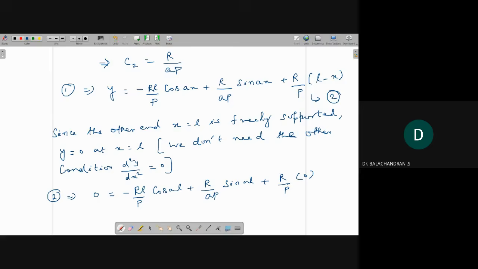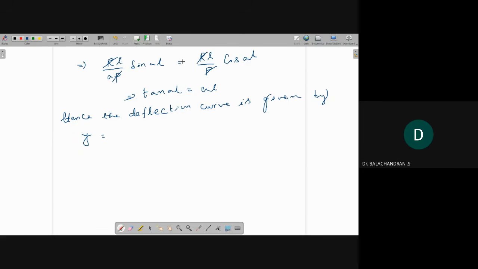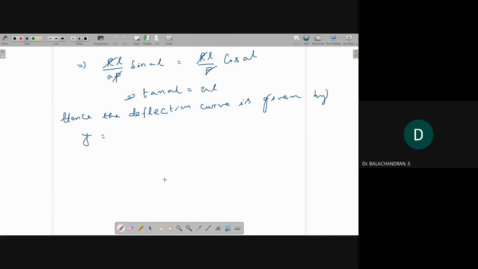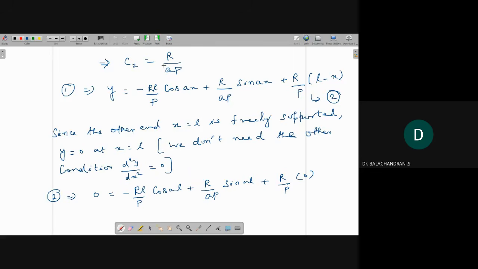So the next step, here also RL, so RL can cancel RL. L also cancels. Sir, only cos has RL by P, sir. Here only RL. Okay, only for cos, not here. But how did I put L correctly here and leave it out elsewhere? Okay. Minus RL by P cos, R by aP sin aL equals RL by P into cos aL.